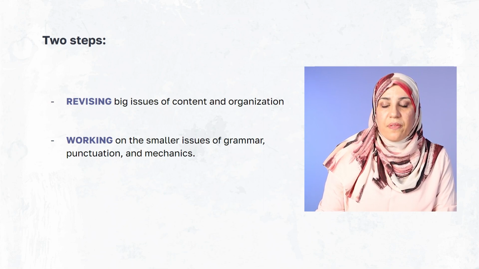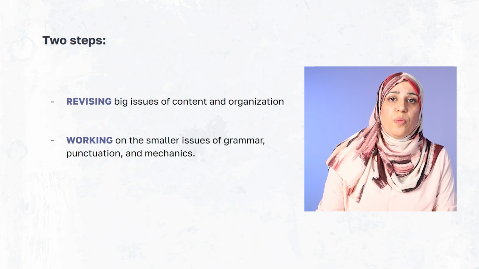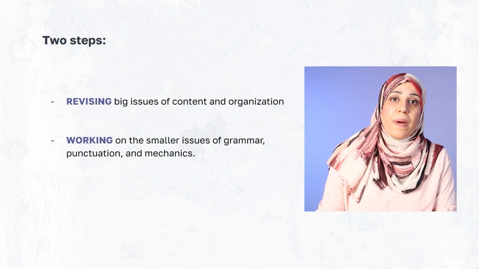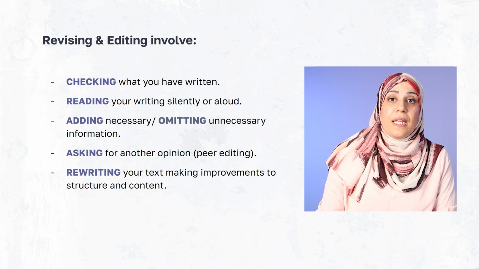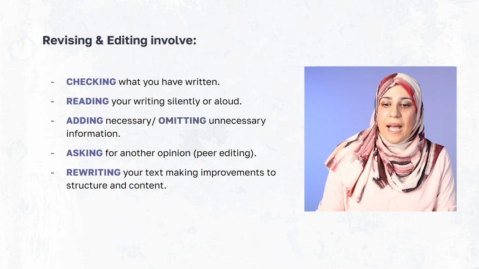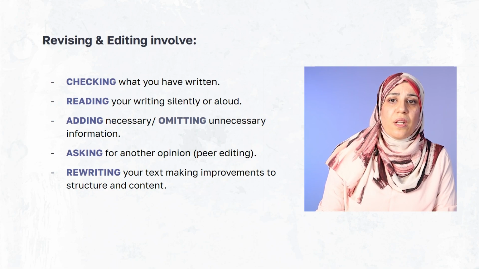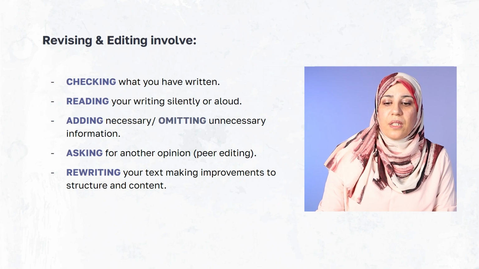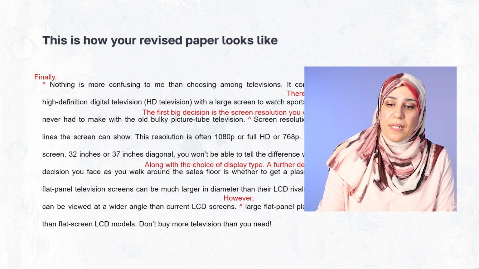So after you finish with revising your ideas or content, you proceed with revising the form of your paragraph or essay. In general, revising and editing involves 5 main steps: checking what you have written by reading it silently or aloud, adding necessary or omitting unnecessary information, asking for another opinion, usually from a colleague or classmate, and this is called peer editing, and finally, rewriting your text, making it better and more correct and appropriate.